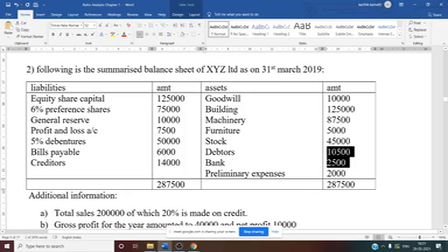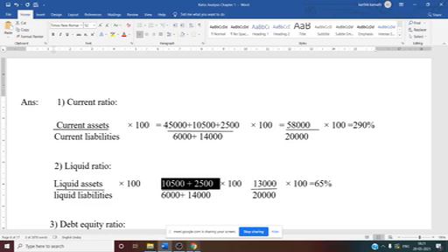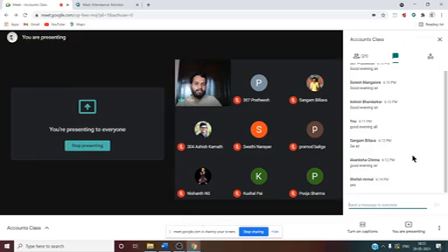Liquid ratio is equal to liquid asset divided by liquid liability into 100. So liquid asset is 10,500 plus 2,500. Now liquid liability. So now formula for liquid liability is what? Formula for liquid liability we have discussed in the previous problem. Can anyone tell me? Liquid liability is equal to, what is the formula? There are almost 20 people. Comment in the chat box or unmute yourself and answer.